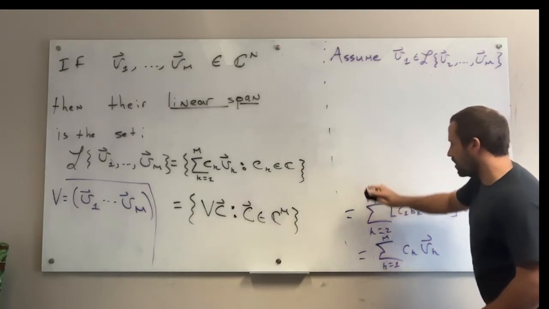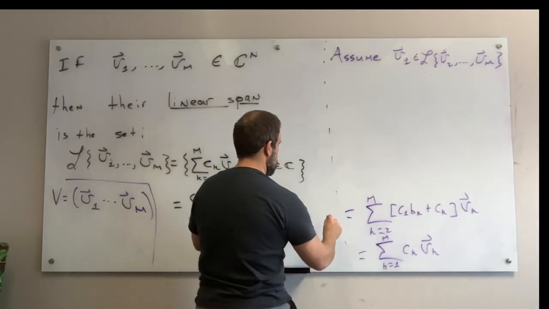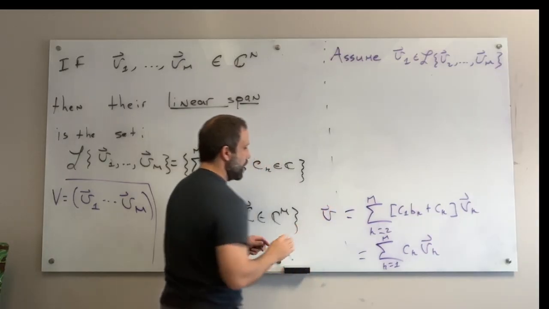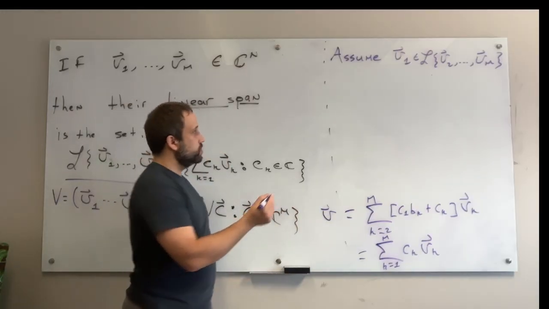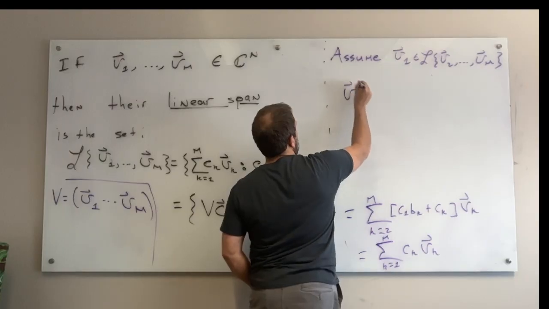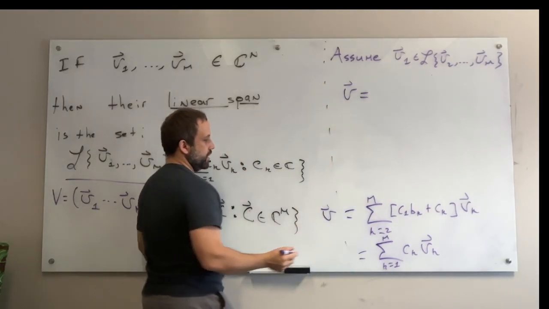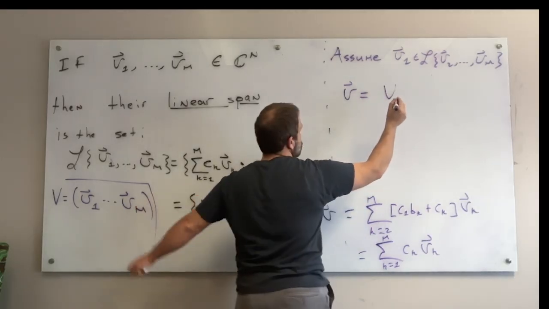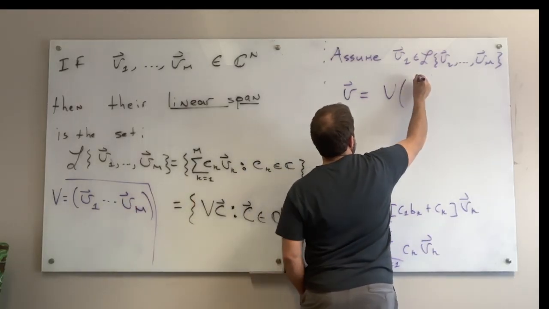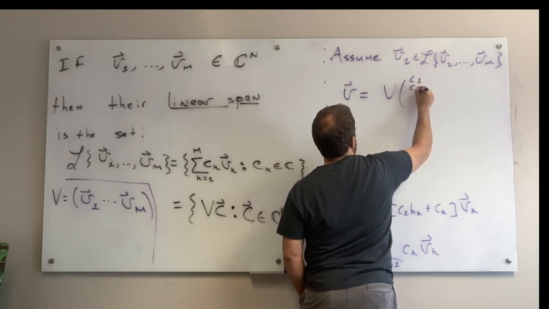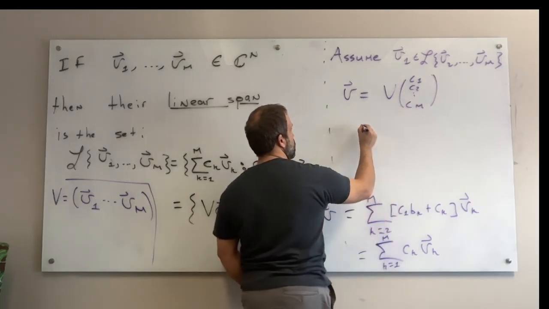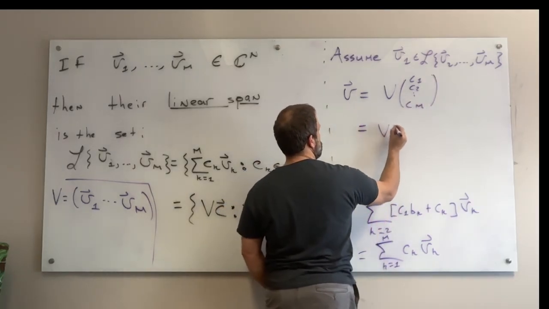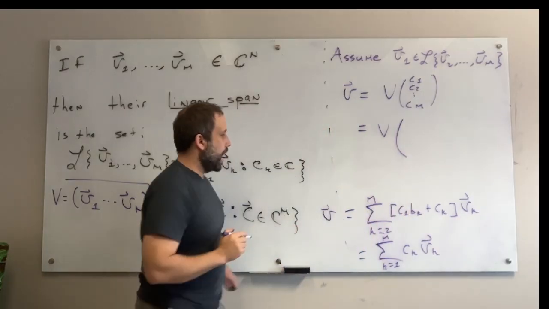Okay, so this is my vector v, and I'm expressing it as a linear combination in two different ways, this way and this way. So the vector v, little v, is equal to this matrix V times the column vector c1, c2, all the way down to cm, and this is also equal to V, and now I can think about what's going to happen here.